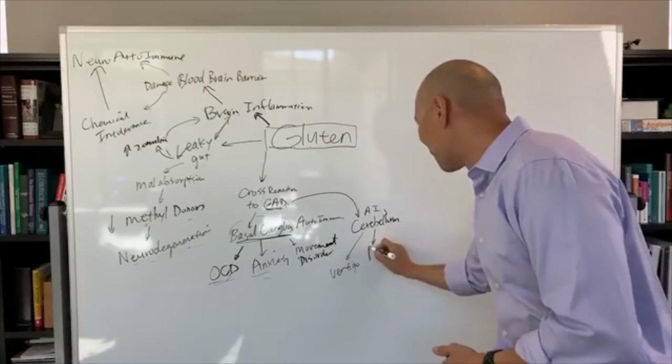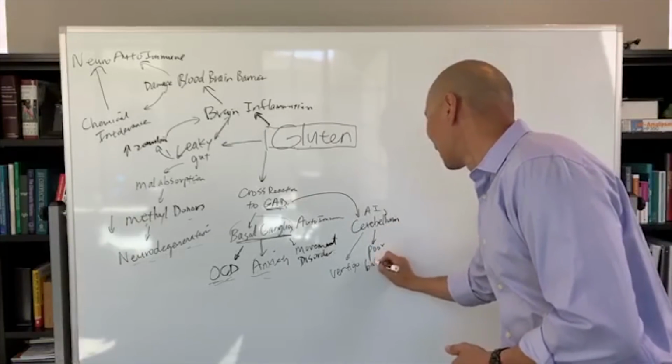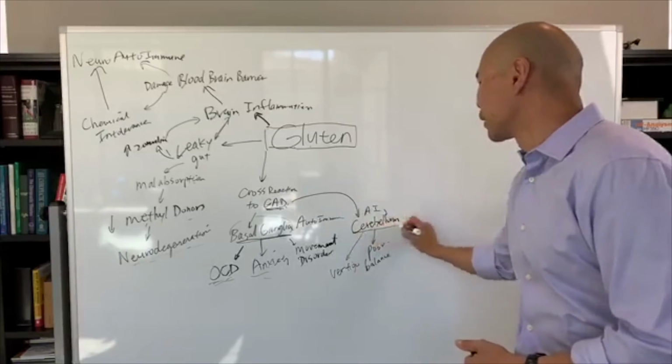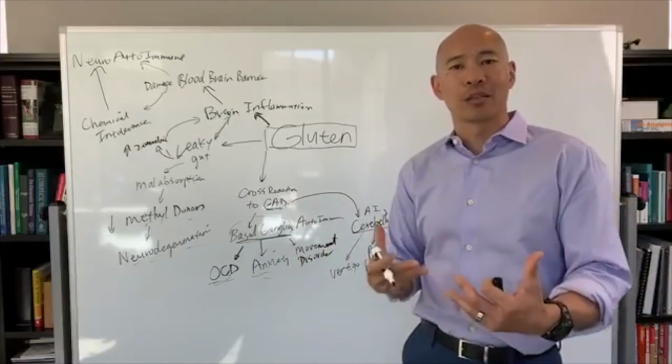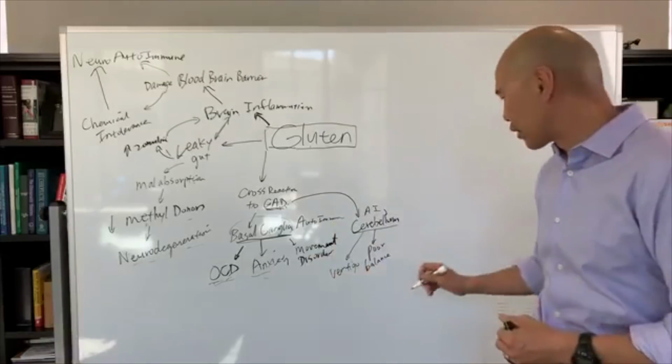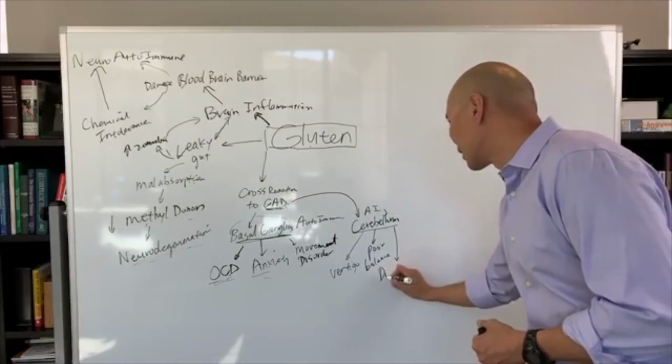You may also have poor balance, because the cerebellum controls muscle tone and muscle coordination. So you may just feel like your balance is off. You may also have what's called dysautonomia.